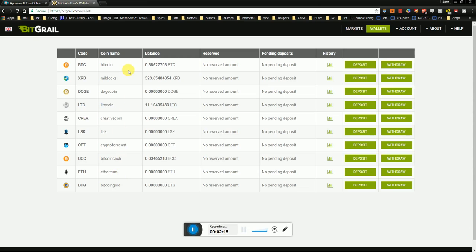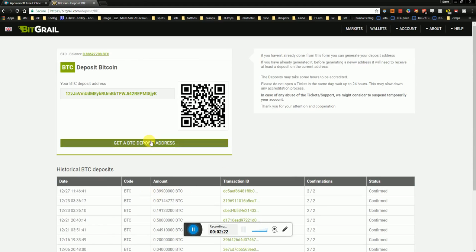All right, so assuming that you've got Bitcoin, what you do is you go ahead and click Deposit. You would click Get a BTC deposit address. I already have one generated because I've used it before. Go ahead and copy this address and send your Bitcoin to this address. It'll take about 1 to 3 hours for your deposit to show up here at BitGrail.